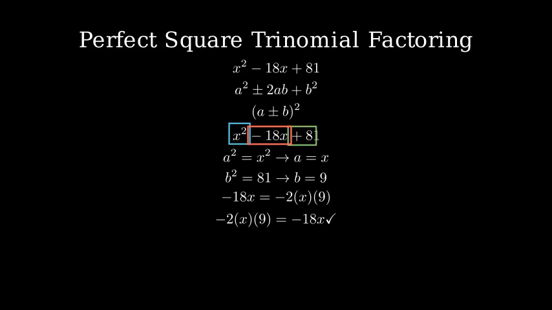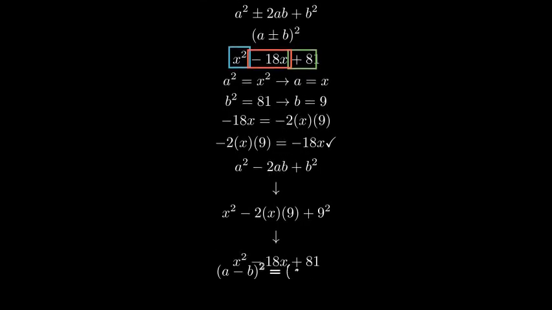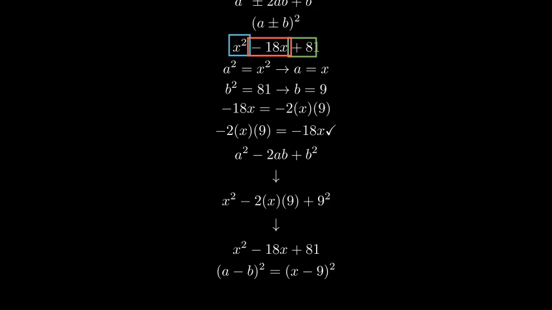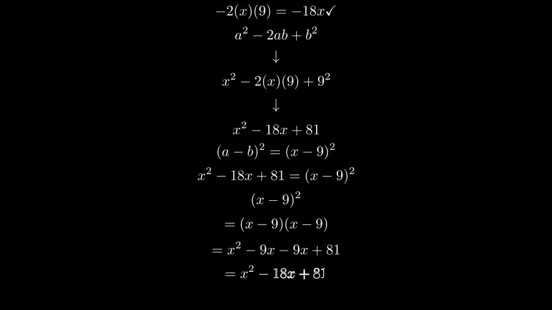Now that we've confirmed this is a perfect square trinomial, let's visualize how the expression fits the pattern. We can substitute a equals x and b equals 9 into our pattern. Therefore, x squared minus 18x plus 81 factors as (x minus 9) squared. Let's verify our answer by expanding (x minus 9) squared to make sure we get back our original expression.